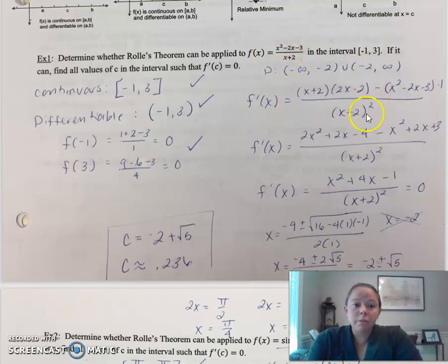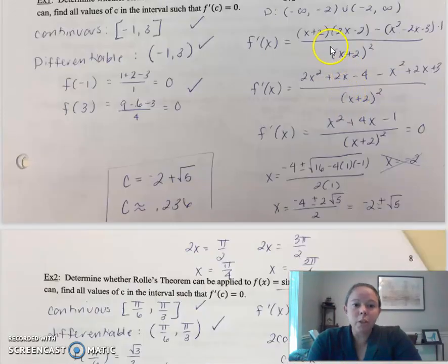We're going to do the derivative. So here's my low d high minus high d low over low low. And then clean it up so we can set it equal to 0. Oh, lovely. It doesn't factor. Now remember, we only care about the numerator, setting it equal to 0. So we use the quadratic formula.